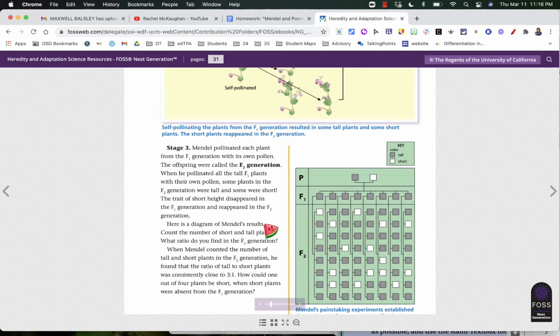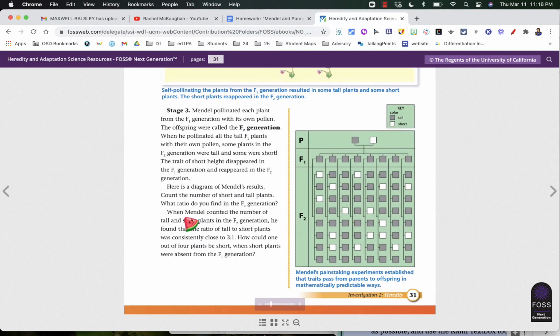Here's a diagram of Mendel's results. Count the number of short and tall plants. I did. What ratio did you find in the F2 generation? It was 3 to 1. When Mendel counted the number of tall and short plants in the F2 generation, he found that the ratio of tall to short plants was consistently close to 3 to 1.